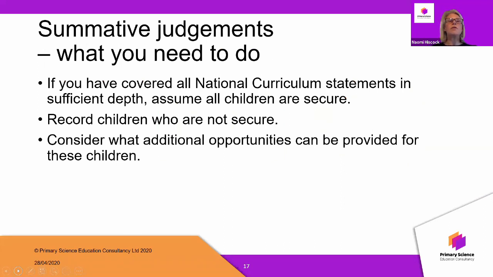So as far as your summative judgments go, as I was saying, if you've taught it all, I would assume that all the children are secure. Then you reflect on which children do you know are not secure. And those are the ones that we should be focusing our attention on. It is our responsibility to try and make sure that as many children as possible are secure on those objectives by the time they leave us at the end of the year. So therefore, we need to think about what additional opportunities can we provide for these specific children? What would help them to gain this piece of learning or this skill that they're missing out on at the moment?